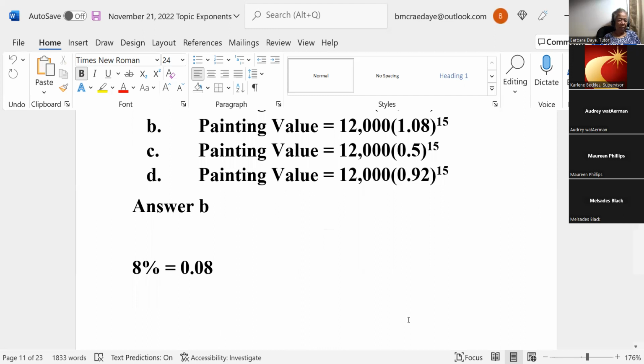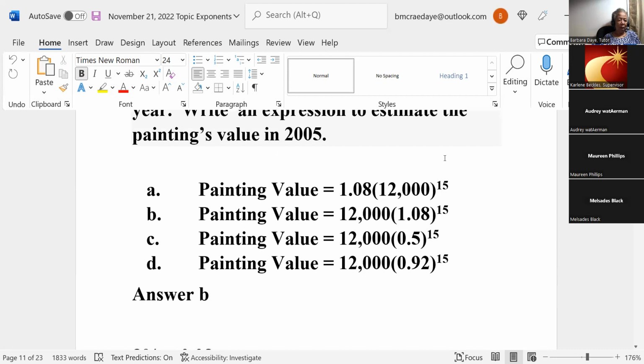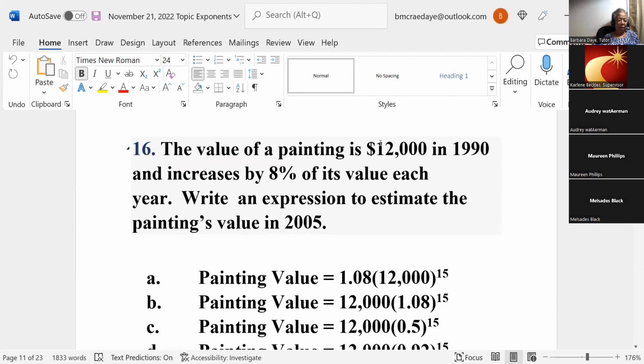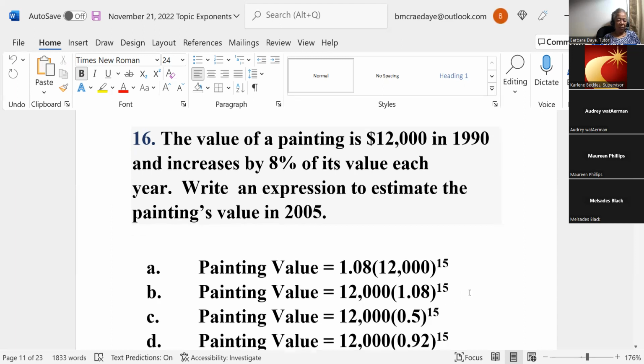So you always apply the factor to the original, but the factor has to be raised to the power that indicates the time that has elapsed. In the increasing here, we went from 1990 to 2005, and that's 15. So in 15 years, the painting value increases by 12,000 times 1.08 to the 15. Now you could actually find the actual value by taking 1.08 to the power of 15 and multiplying it by 12,000.